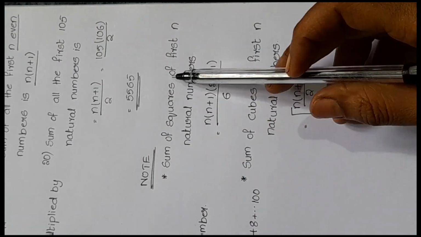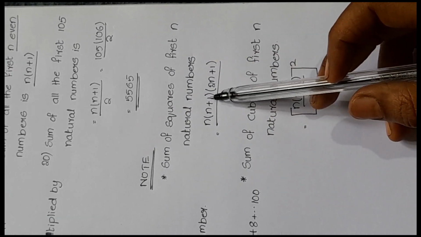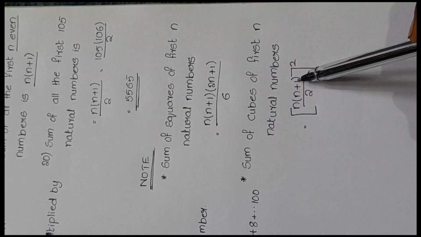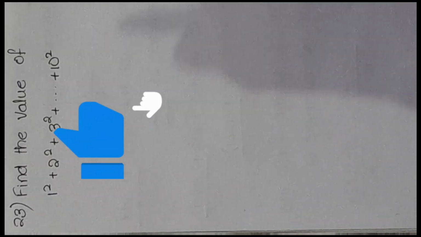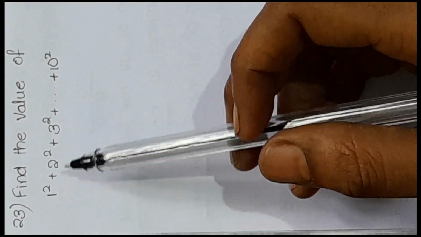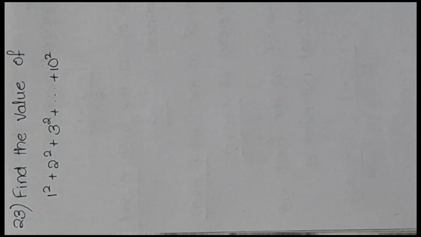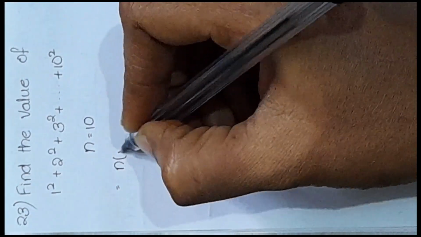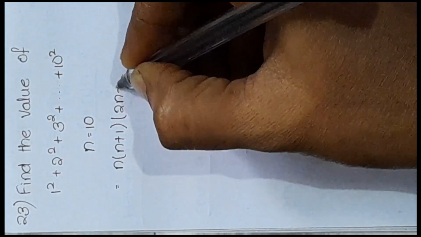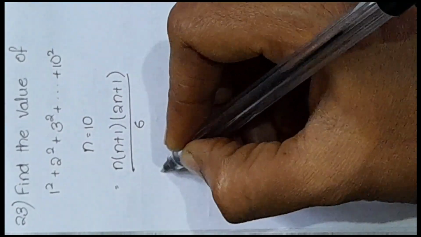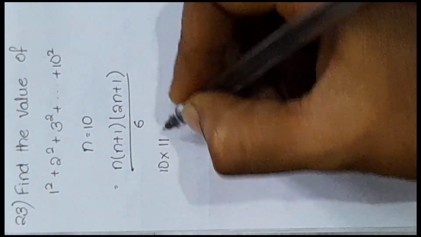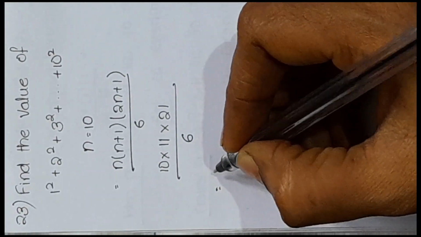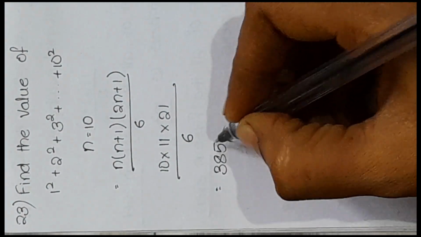Two more formulas. Sum of squares of first n natural numbers is n into n plus 1 into 2n plus 1 by 6. Sum of cubes of first n natural numbers is n into n plus 1 by 2 whole square. Question number 23. Find the value of 1 square plus 2 square plus 3 square plus so on till 10 square. Here the value of n is equal to 10. So from the formula n into n plus 1 into 2n plus 1 by 6, as n is 10, 10 into 11 into 2 into 10 is 20 plus 1, 21 by 6. From cancellation we get the value as 385.